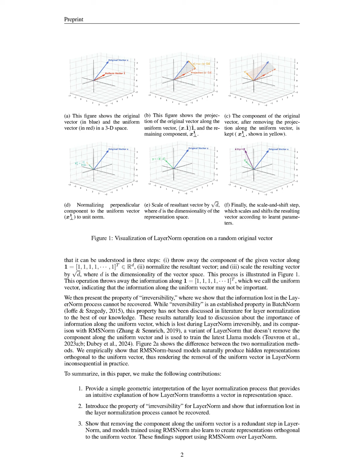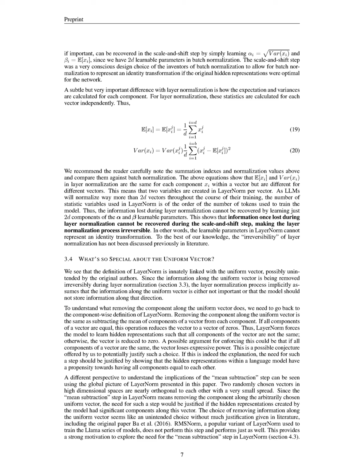This leads to the introduction of the irreversibility property, indicating that information lost during LayerNorm cannot be recovered, a concept not previously discussed in the literature. Practically, the findings suggest that the removal of the uniform vector component is redundant, as models trained with RMSNorm, which does not perform this step, still produce effective hidden representations orthogonal to the uniform vector. This insight supports the argument for using RMSNorm over LayerNorm, potentially leading to more efficient training and better model performance in large language models.